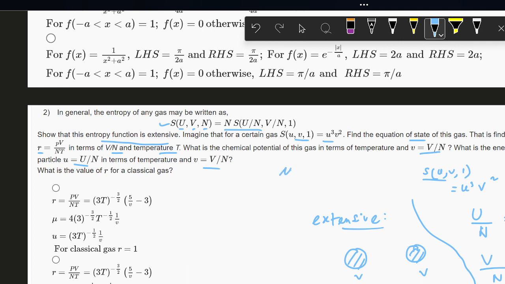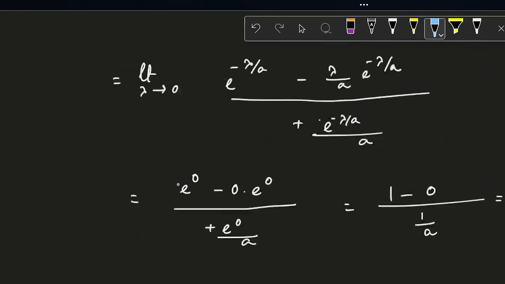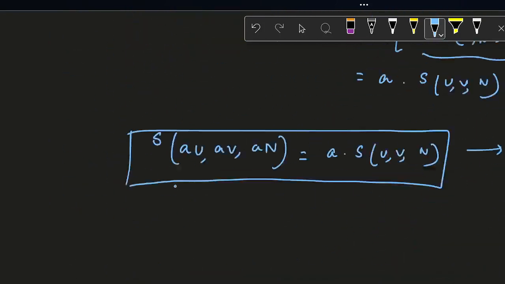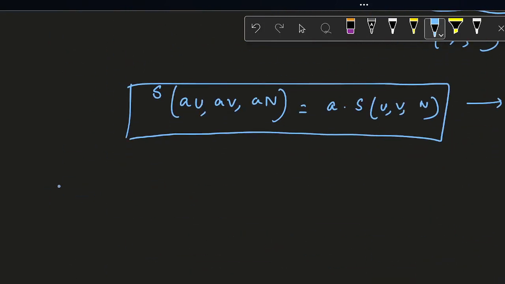So chemical potential mu and also the small u, all these values in terms of small v and temperature. Okay, so let us solve that. Let us go below the page. Okay, so this is our, let's say, part 2 of the problem number 2.